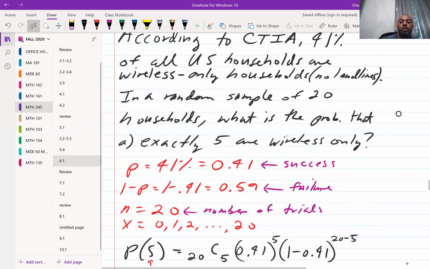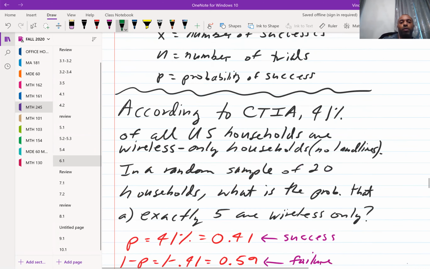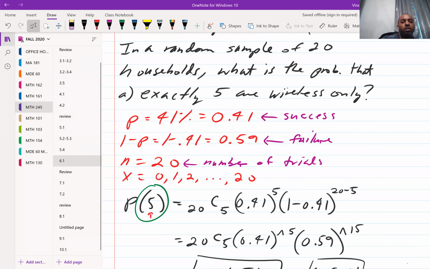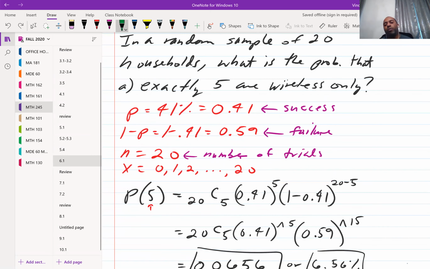All right. So then you put that in the formula. You want to know the probability of exactly 5 being wireless only. So the probability of 5. That's 20C5. Remember, we're just following the formula, right? That's up here. So 20C5, that's 0.41 raised to the 5th power, times 1 minus 0.41 raised to the 20 minus 5.